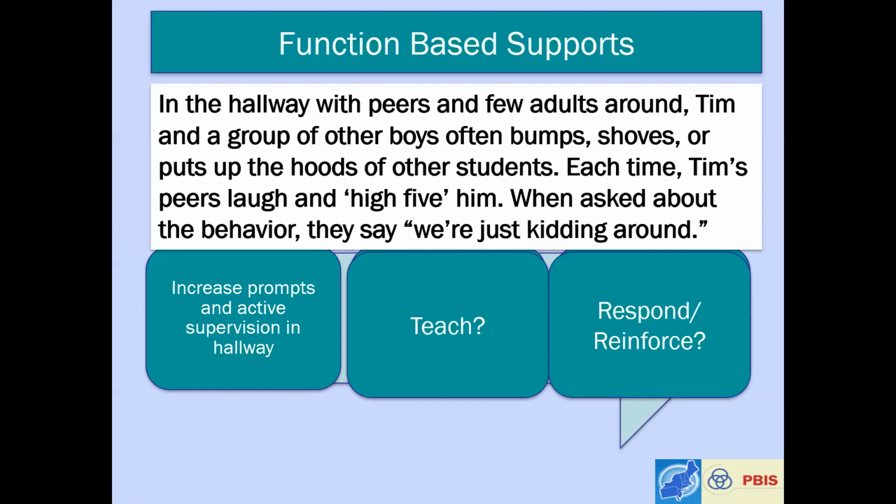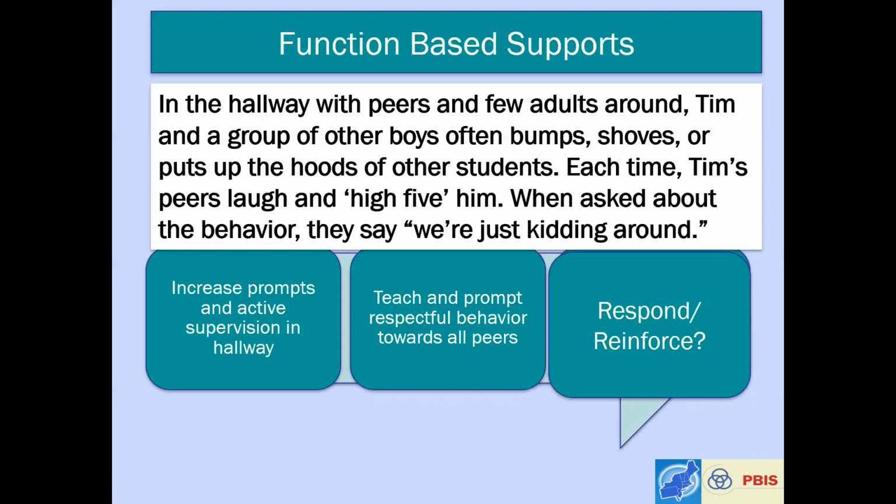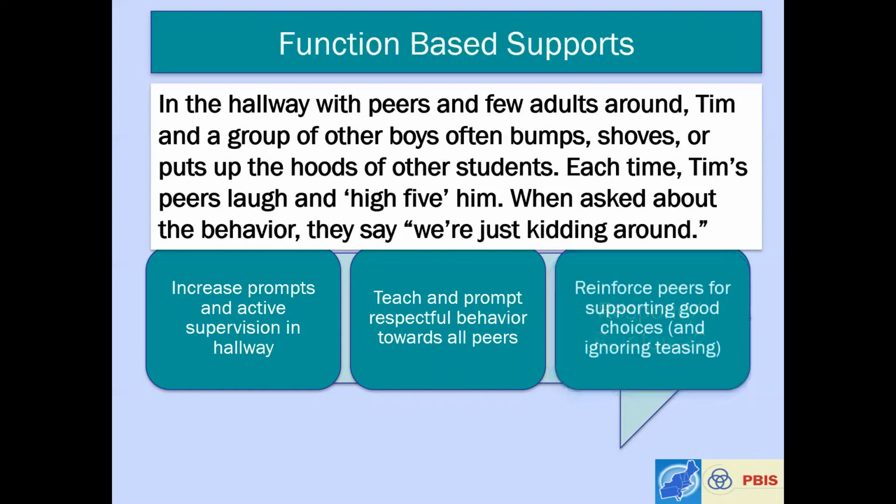I think they need to learn more respectful behaviors towards their peers, and the difference between kidding around with friends and what teasing is. Right. And how will we respond differently to reduce attention from peers? Maybe teach the other kids to ignore teasing to lessen the peer attention, or to say stop, that's not cool, so that the attention that the other kids are getting is not positive attention.